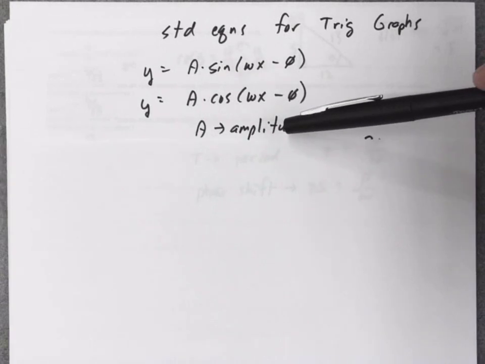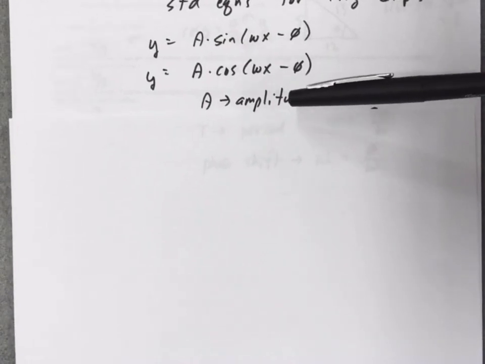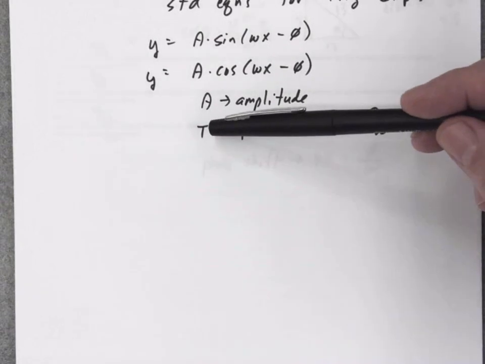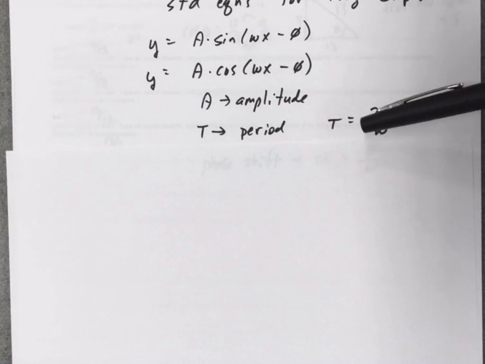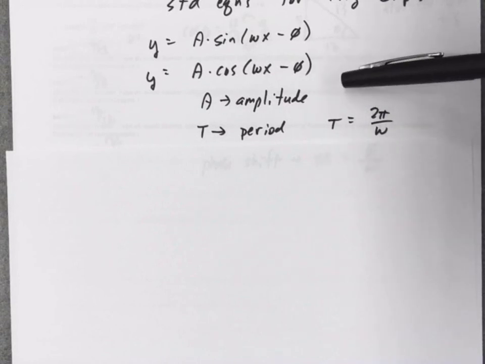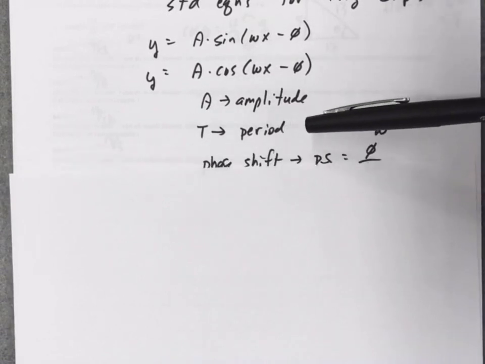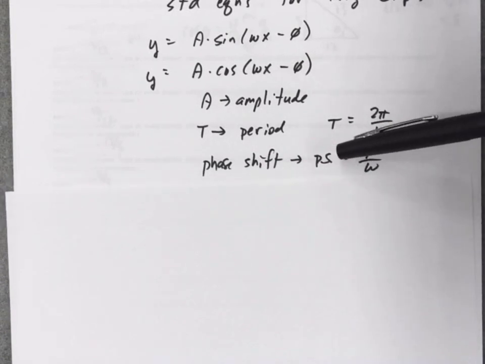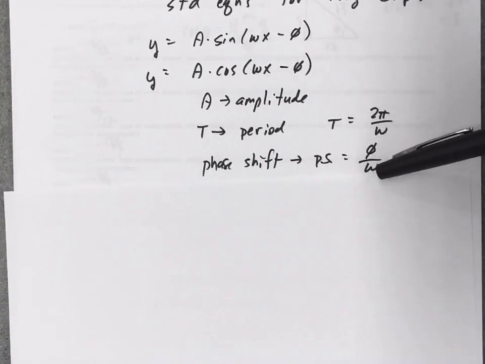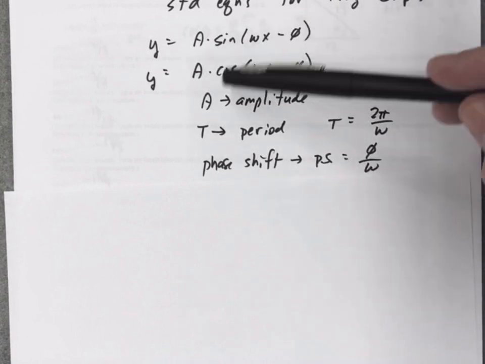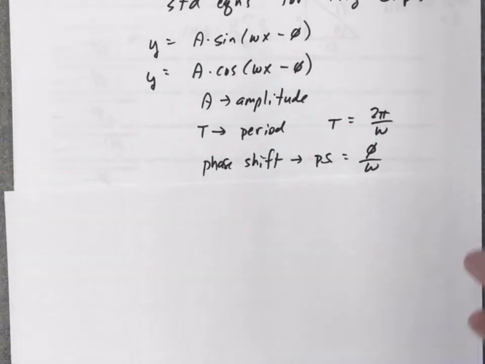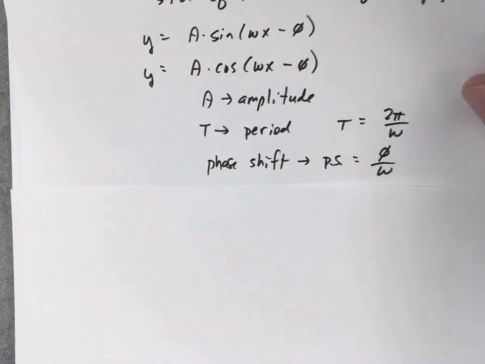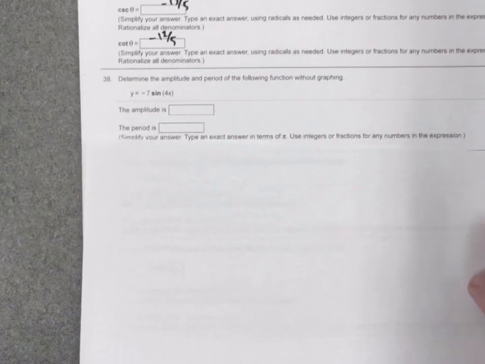This A is called the amplitude. And we have a capital T called the period, and we have this little formula where the period T equals 2 pi over omega. And then the last thing is the phase shift. And the phase shift equals phi over omega. So this is the information that we're going to need to use as we begin to work on these problems involving trig equations. So let me set this aside and start to look at some of these problems.